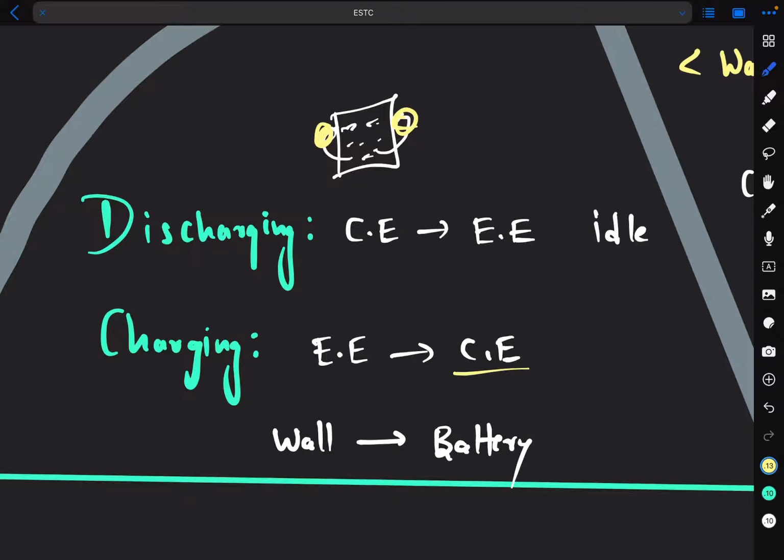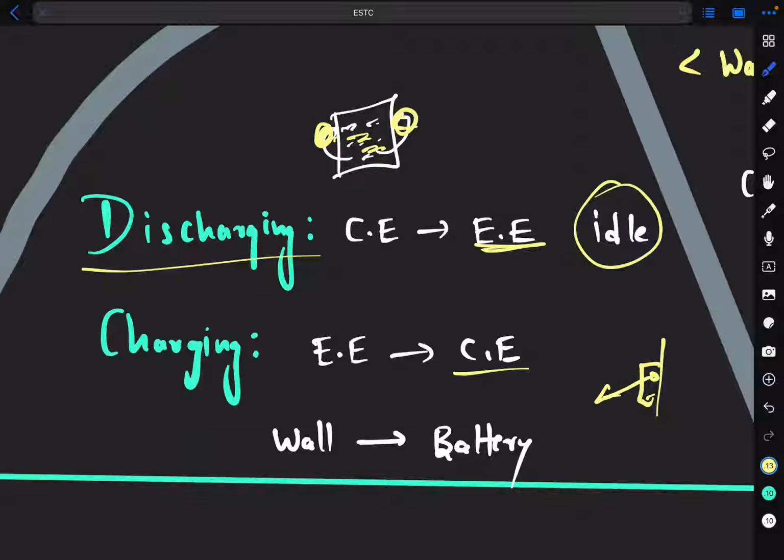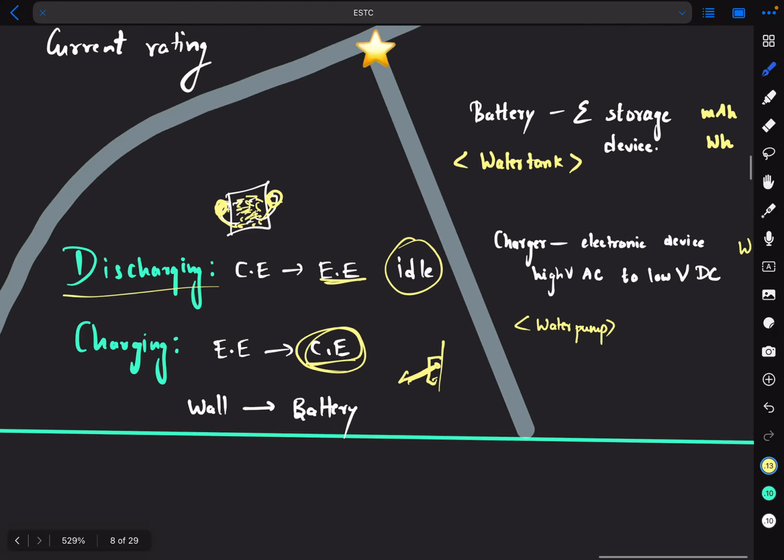Listen to me. Whenever the battery is in use, the chemical reaction takes place and gets converted to electrical energy, and that we call discharging. What is charging? From the wall, from the switchboard, you connect the wire, and electrical energy is converted to chemical energy. Inside the battery, chemical energy is created, and whenever it is used, the chemical energy gets converted to electrical energy. You understand? This is discharging and charging. That's very easy.